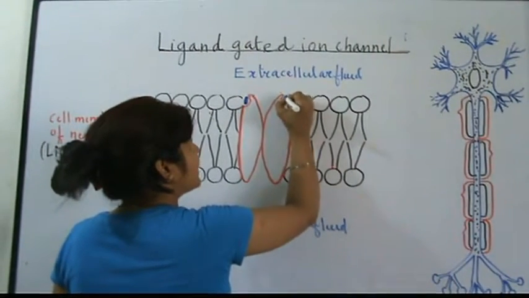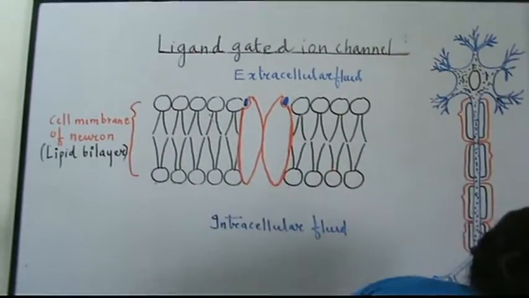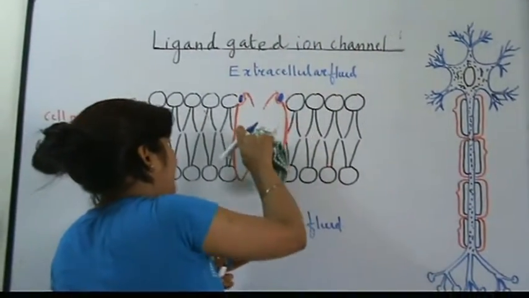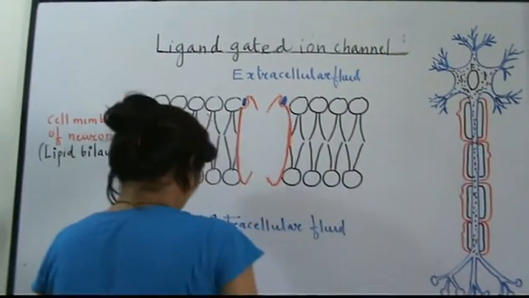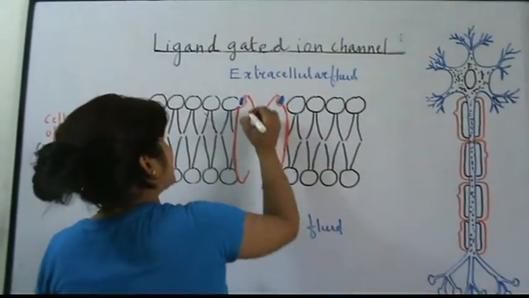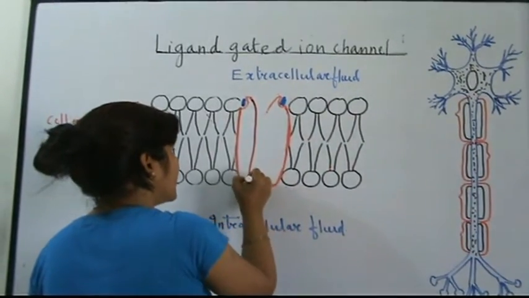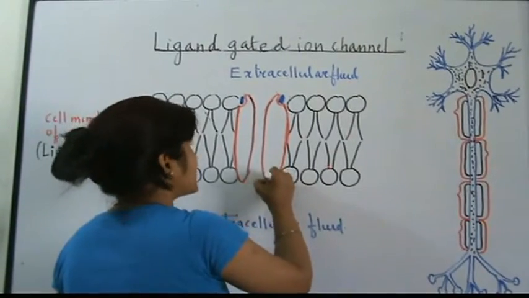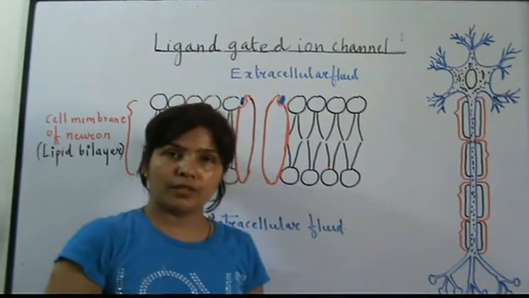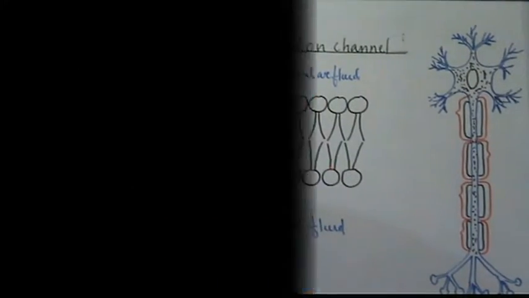Once the ligand comes and binds to this binding site, the ligand gated ion channel opens up and allows the specific ion to pass down the concentration gradient. The ion channel is now open once the ligands come and bind to it and allow the specific ion to pass down the concentration gradient. So that's all about the ion channel in the cell membrane of neuron.